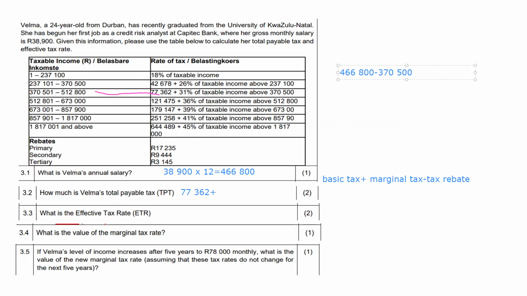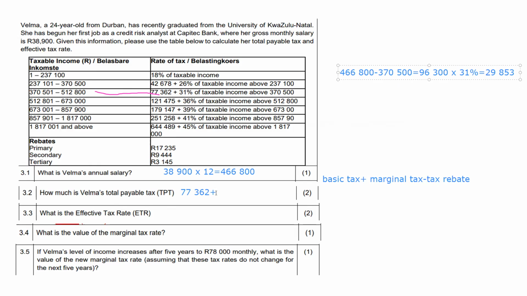So 466,800 minus 370,500, you're going to get 96,300. Once you have that one, you're then going to multiply by 31%, so times 31 over 100, and you get 29,853. So this is your marginal tax.